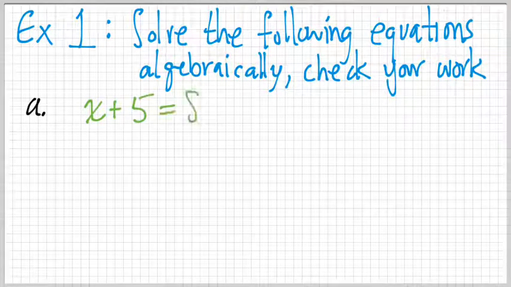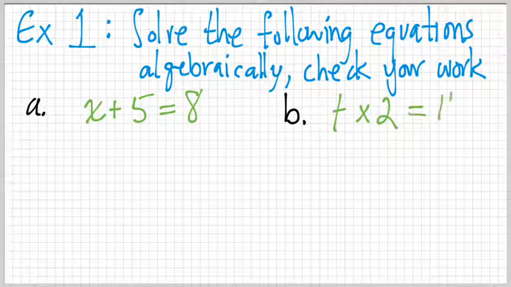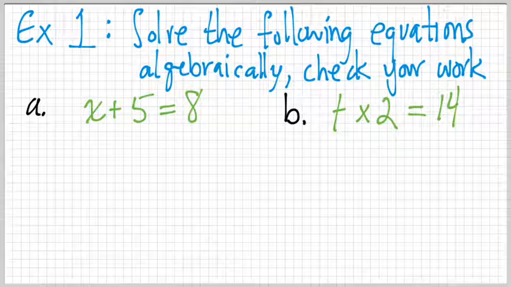First example, first part, we got x plus 5 equals 8, and then we'll do t times 2 equals 14. Okay, so let's start with this first one, x plus 5 equals 8. Now, when we see problems like this, what we're being asked is to find the value of that unknown variable. So in the first one we got x, that's some number that we don't know.